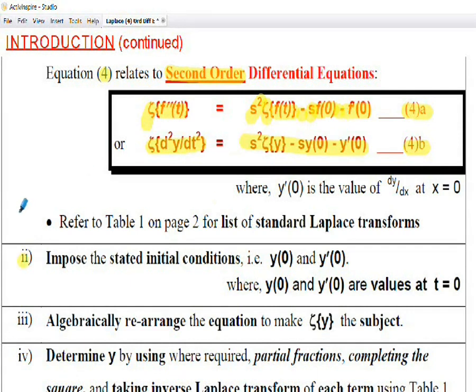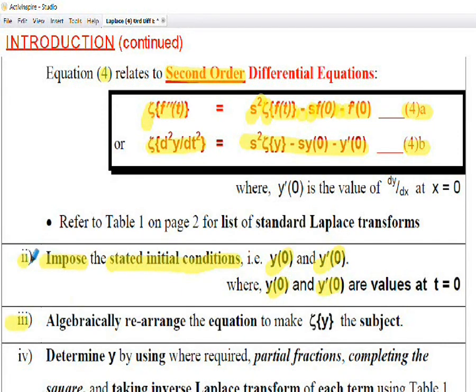Step 2, we are going to impose the initial conditions. These will be stated in each of the questions. The value of the function of t when time t is equal to 0, and the value of the first differential of t when time t is equal to 0. So these will be put into the differential equation for step 2.